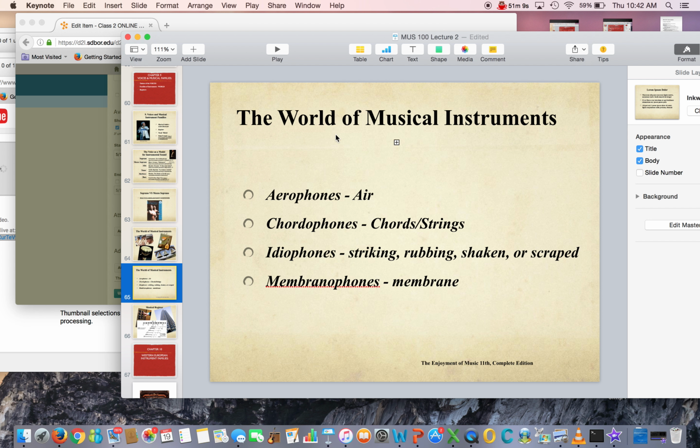So you have 4 world instrument families. The air instruments, the aerophones. The chords or the string instruments, the chordophones. The striking, rubbing, shaking, or scraped, usually metal instruments like bells, idiophones. And the drums, which are a piece of animal hide stretched over something, those are membranophones.